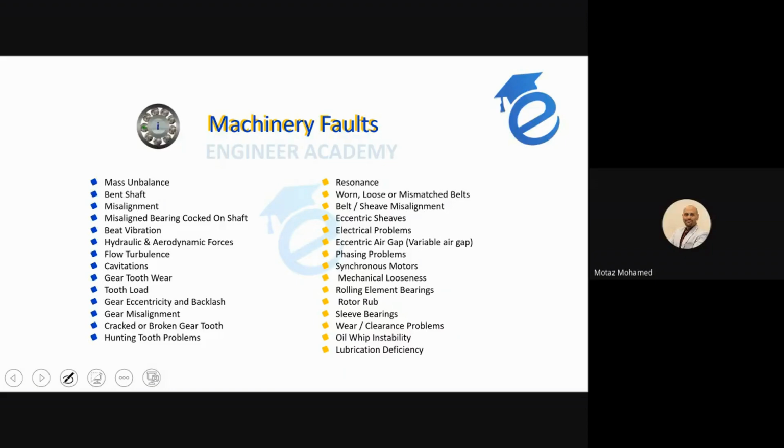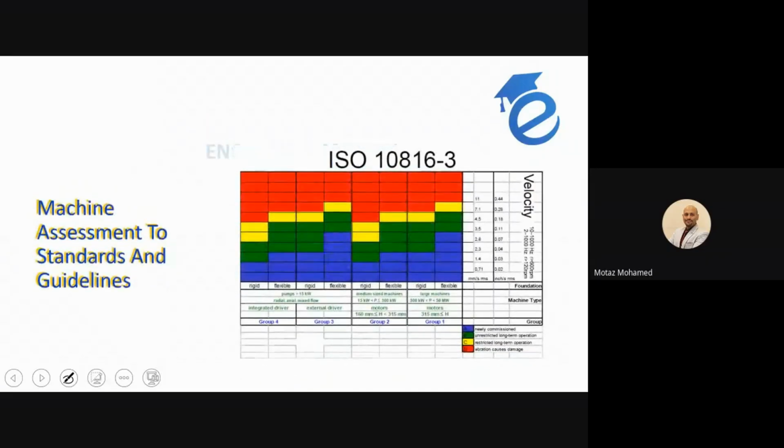Even sometimes we need to take more than one measurement in different ways just to verify the problem. And of course, to judge the condition, we need to follow specific standards. Like here, we have this standard, 10816, and there is another one for relative vibration, which is 7919.